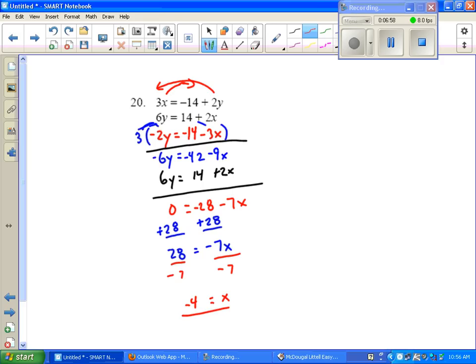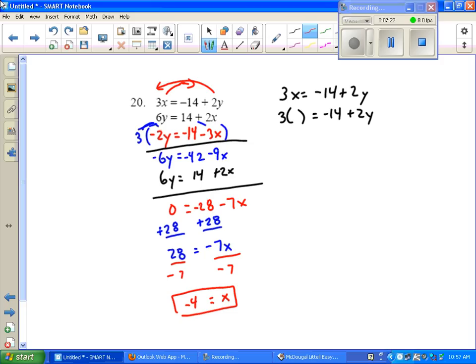So now you have a value for x, it's -4. Plug that into any of the equations above. Pick the easiest looking one you can find. The first equation looks relatively easy, so let's do that one. We have 3x equals -14 plus 2y. Instead of 3 times x, now we're going to put 3 times x's value. We'll bring the rest of it down just as it is.